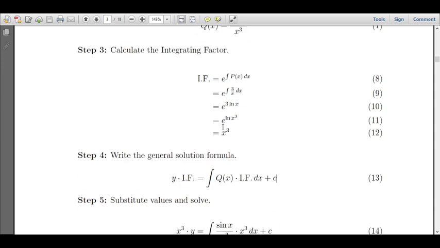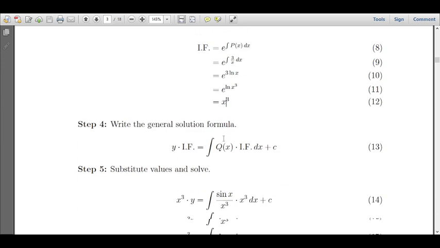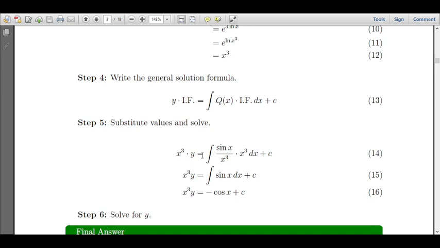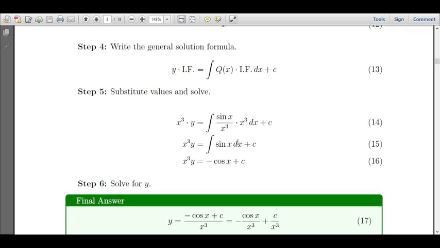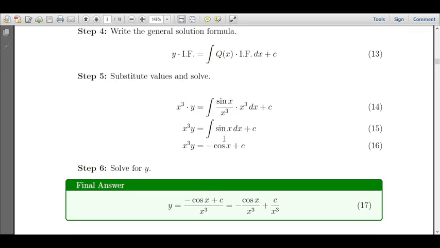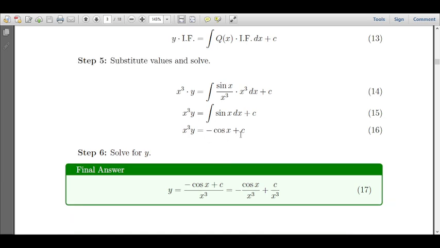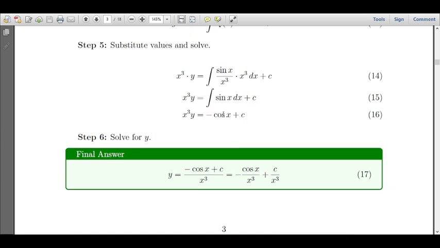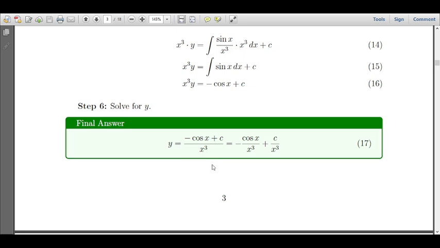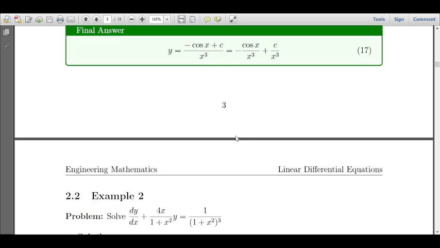Now write the general solution formula: y into integrating factor equal to integral q into integrating factor dx plus c. Now our integrating factor is x cube, so y into x cube equal to integral of q, sin x by x cube, into integrating factor dx plus c. X cube by x cube is 1, so x cube y equal to integral sin x dx plus c. The integral of sin x is minus cos x, so our solution is x cube y equal to minus cos x plus c. Now solve for y: dividing by x cube, we get y equal to minus cos x plus c by x cube. So this is the final answer.